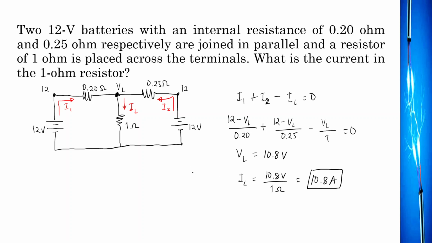Okay? So, kung gusto nyo malaman yung currents, yung I1 at saka I2, edi substitute mo lang dito yung 10.8. Ang I1 mo dyan is 6 amperes. 6 amperes to, guys. Ito naman, 4.8 amperes. So, you can justify that, para sure na tama. Marami namang paraan para ma-solve itong problem na to, and isa sa mga ginamit natin ay ang nodal analysis or nodal voltage method.